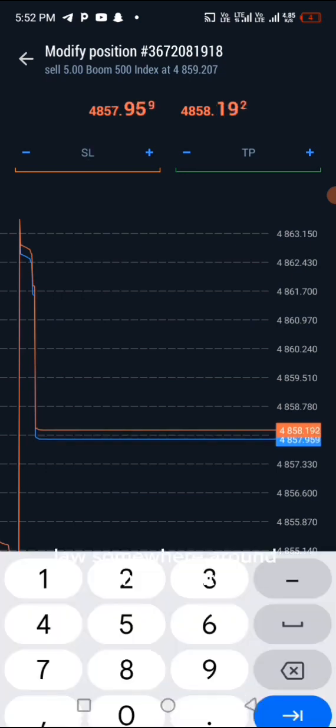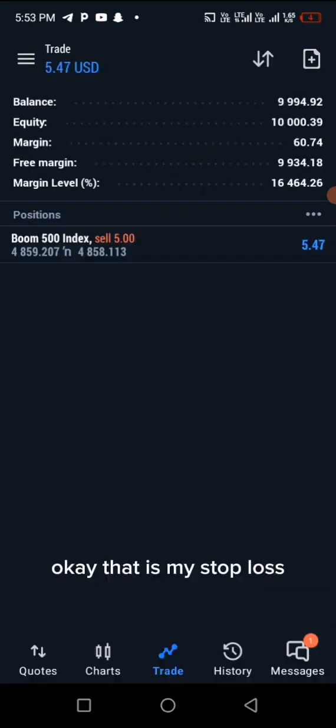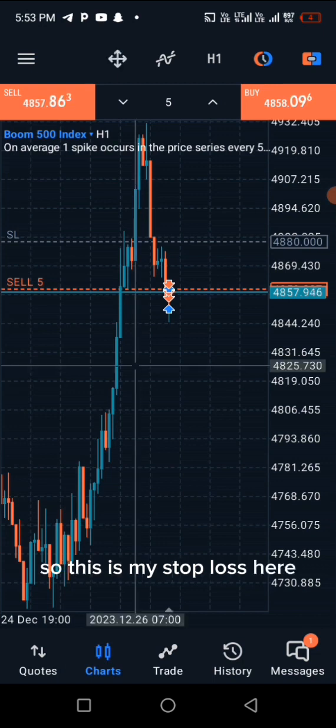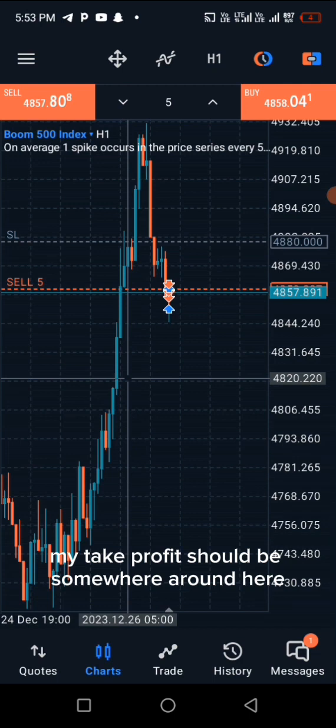So I'm going to put my stop loss somewhere around here. Alright, I'm going to say 48.80. That's going to be my stop loss. Right, I'm going to modify. Okay, that is my stop loss. So this is my stop loss here. If I want to set my take profit, it should be somewhere around here.